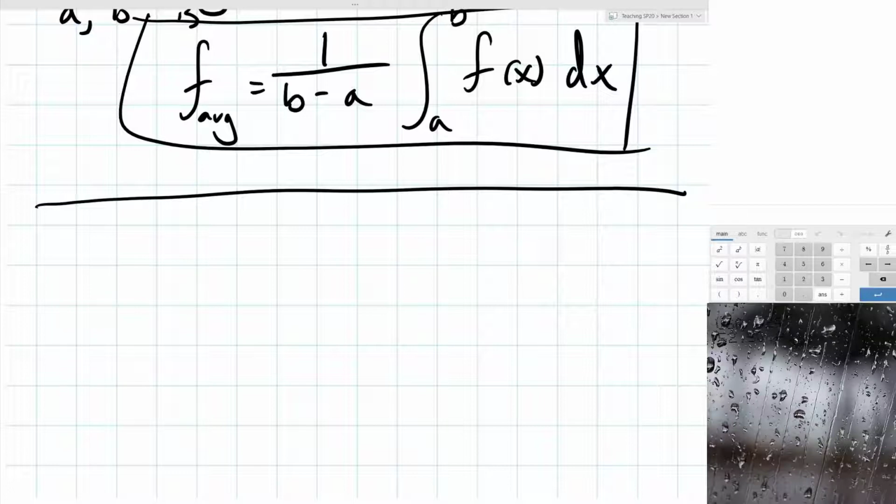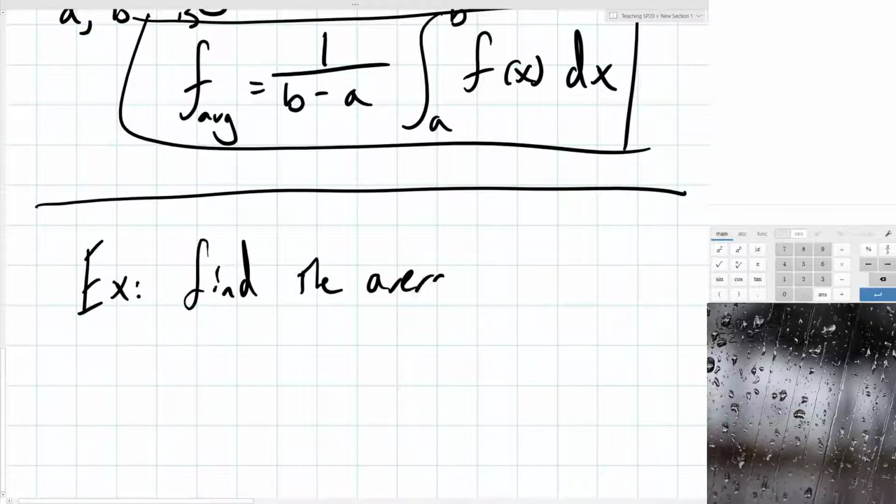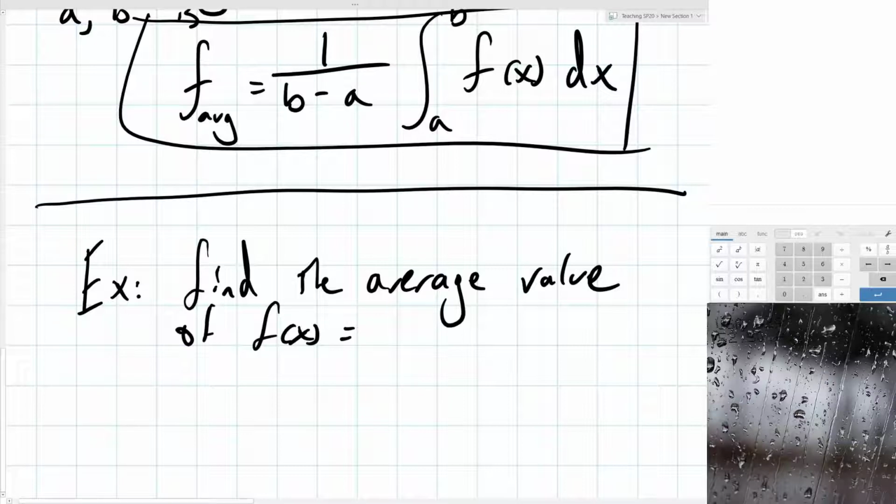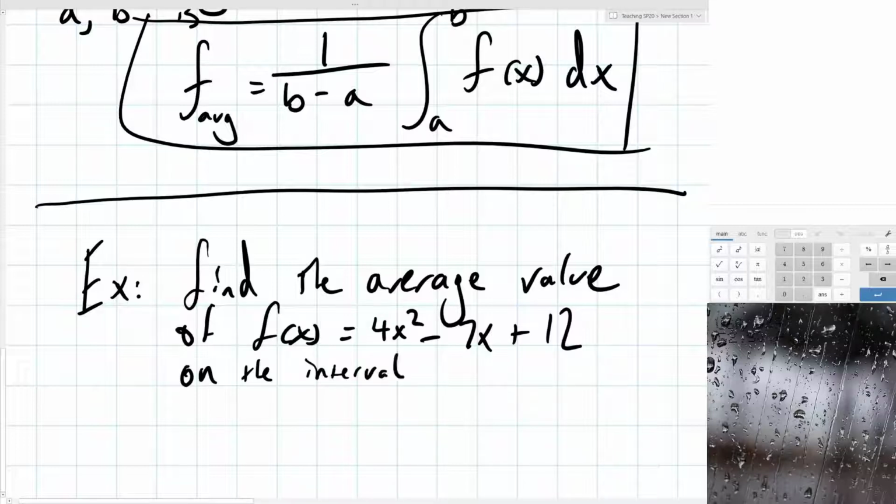So let's find the average value of f of x equals, let's do 4x squared minus 7x plus 12, on the interval -2 to 5.